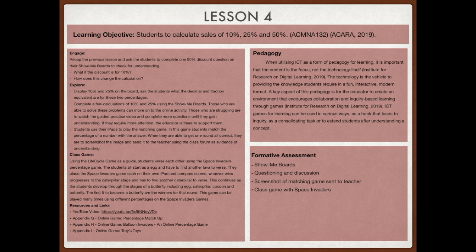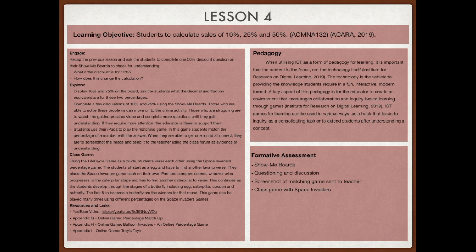Once the whole class has been able to have a go at that, they then come together for a class game. So the class plays the life cycle game, where the students progress through the different stages of a butterfly. They start as a larva or like an egg. When they find another larva to verse, they go over to their iPad and they use the Space Invaders game, which is a percentage game. So they each play on their own iPad, and they will pick the same percentage to do.